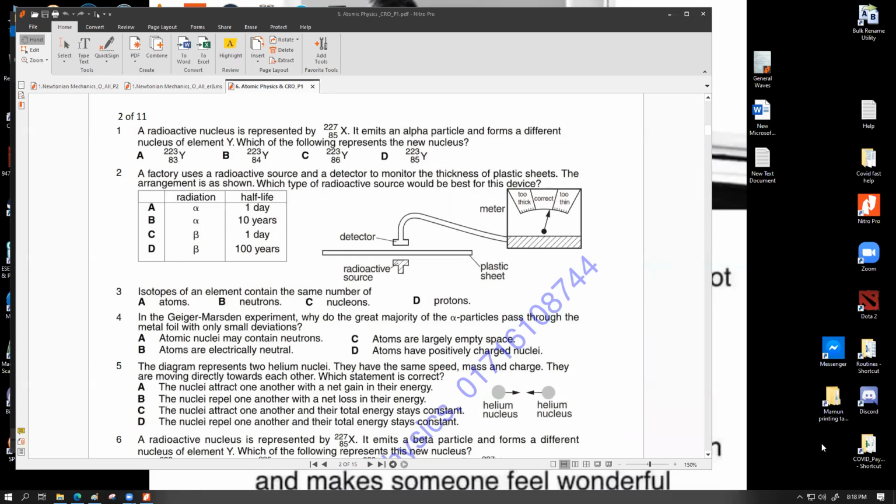Sir, uranium 235 is more rare, so it is more expensive, right? No, uranium 235 is not very, very rare. In terms of earth crust material availability, plutonium is more rare.